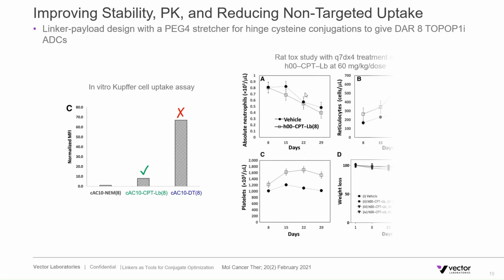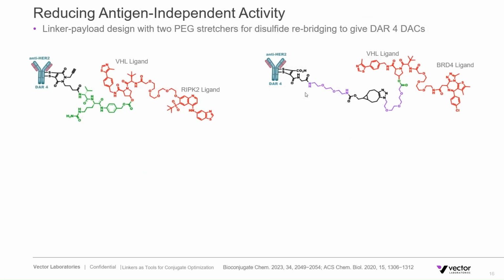This low nonspecific uptake was also correlated with favorable rat tox studies. Where rats were dosed with non-targeting conjugates, they had hematology measures that were similar to vehicle, and there was minimal loss in body weight. So this example demonstrates that this linker payload design with the PEG-4 stretcher and the proprietary topo-1 inhibitor can improve physicochemical and pharmacokinetic properties, and then it can also reduce non-targeted uptake and myelosuppression, which might suggest reduced downstream tox liabilities.